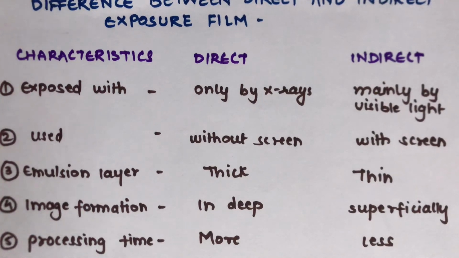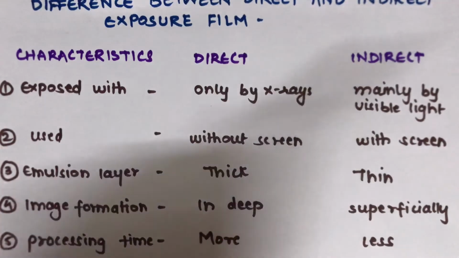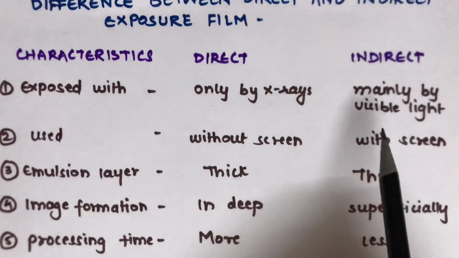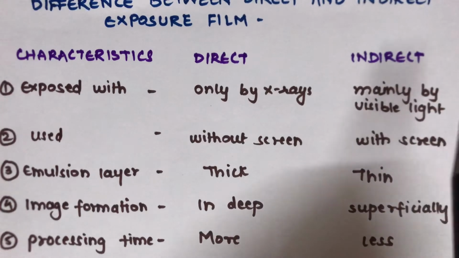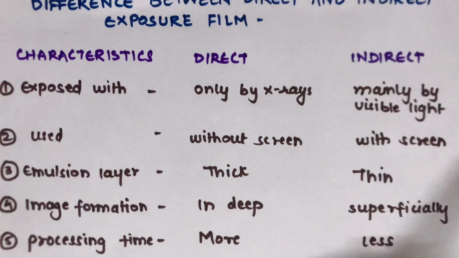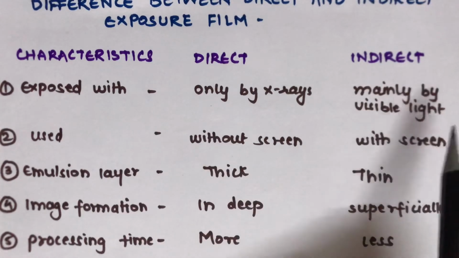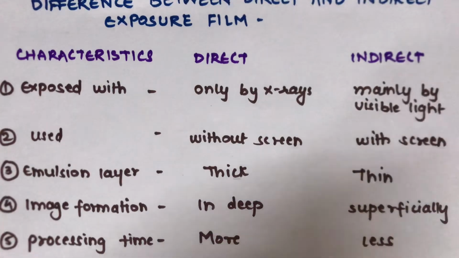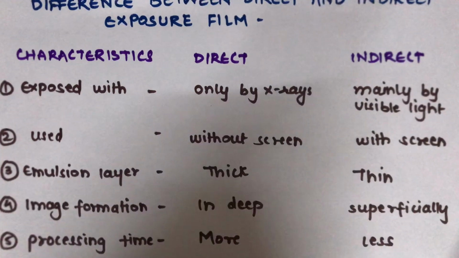So according to the sensitivity, it is direct and indirect. Direct action is also known as non-screen films, or wrapped or packet films. This type of film is sensitive primarily to X-ray photons, so you are not using the intensifying screen here. They are exposed with X-ray photons only. In indirect, they are mainly exposed by visible light. As we have seen, the intensifying screen converts the X-ray beam into visible light, and because of that they are exposed with visible light, because indirect has this intensifying screen. So it is used without the screen and with the screen.